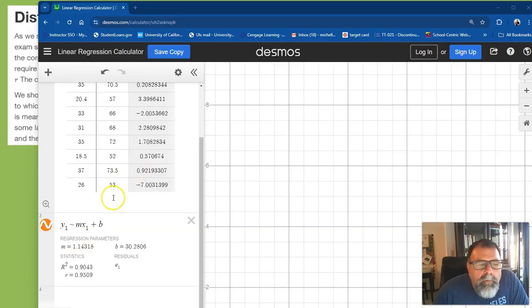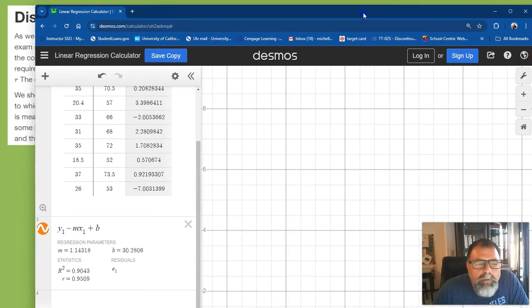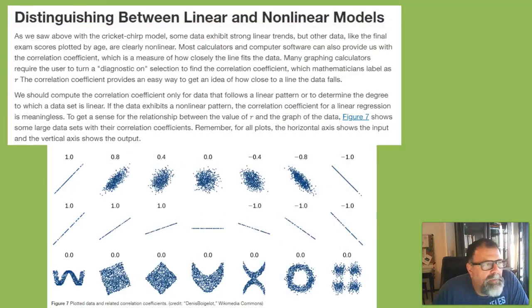So the example we did with the chirps, the R was 0.95, so that's a strong positive correlation. Right? So the closer you are to 1, the more it resembles a line. 1 or negative 1, right? Closer you are to 0, then it's not going to be a line.